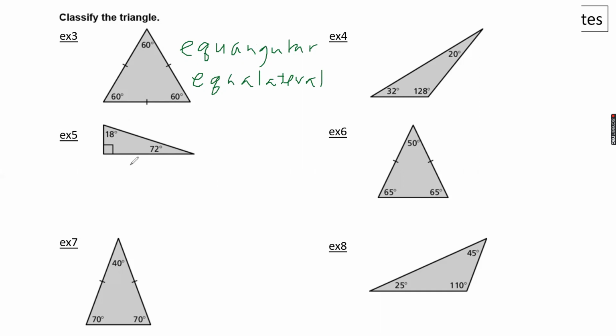So if I'm looking at number 5, for example, I see that this is a right angle here, which tells me that this is going to be a right triangle. So we're going to classify it as a right triangle. And then I'm going to look at the sides. It looks like none of the sides match up, so we'll call it a right scalene triangle.